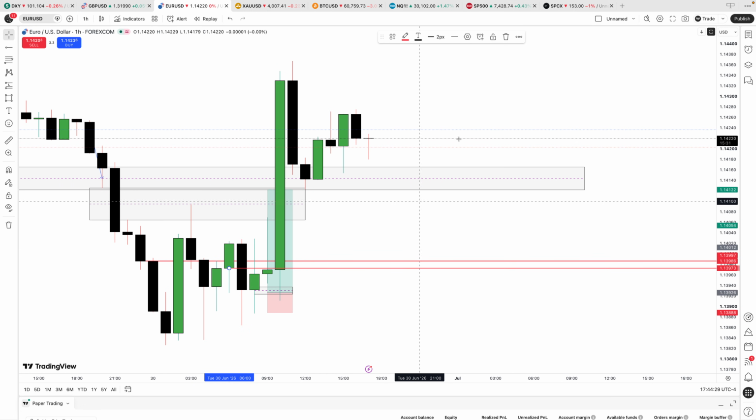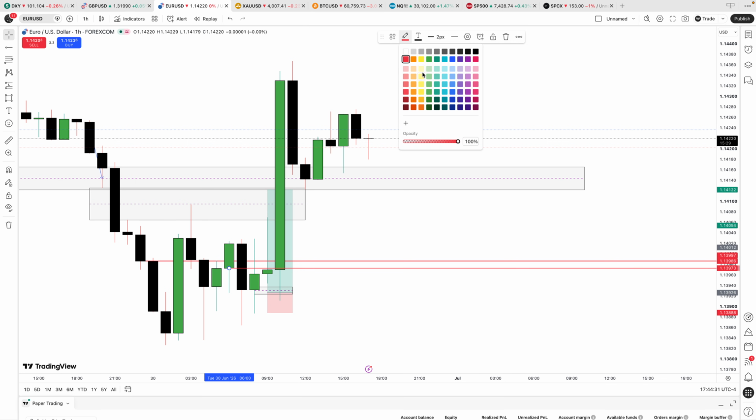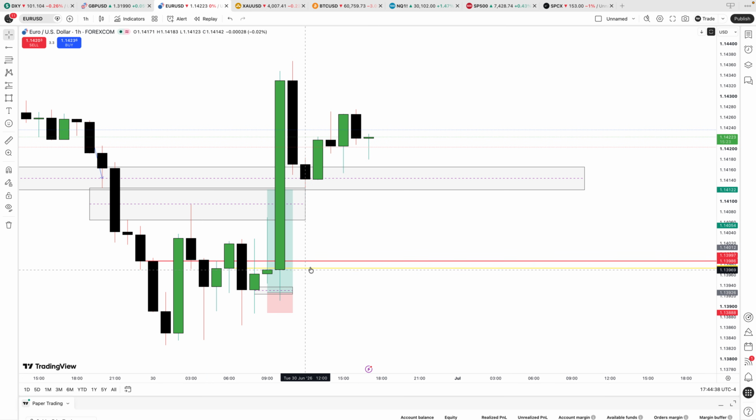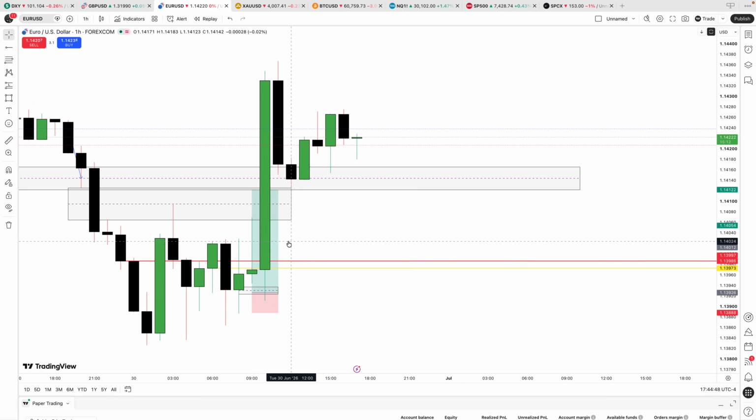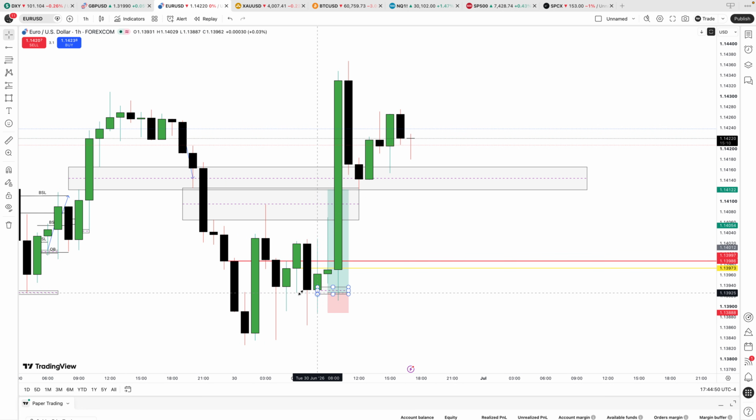I just want to make this orange. Well, we know the first one though, so let me make this orange. Orange is going to be the opening session, New York. Morning session. This is the midnight session. So we'll dive down into what we can see here.